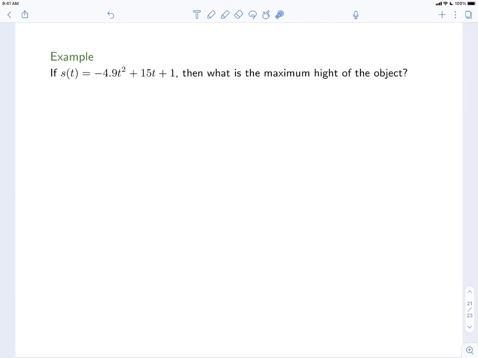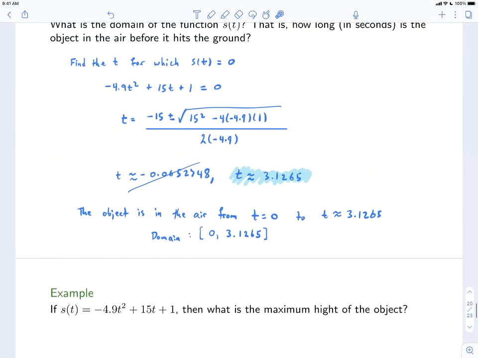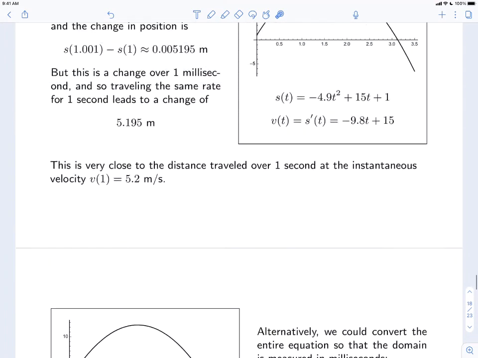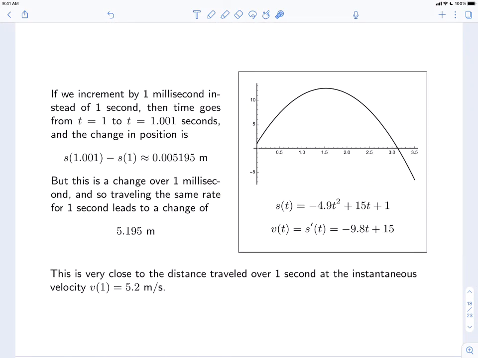For our next example, we're still looking at the same position function. And we're asked, what is the maximum height of the object? So how are we going to figure this out? We want to figure out what the maximum height achieved by this position function is. And in order to do that, let's just take a quick look at the picture again, at the graph. Let's go back here. So you can see that this is not the trajectory of the object. The object is going straight up and down. This is giving you position or height above the ground as a function of time.